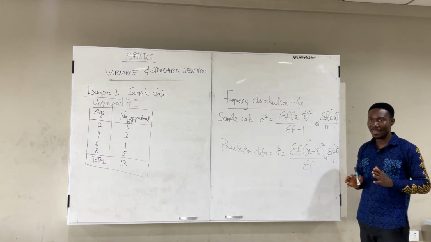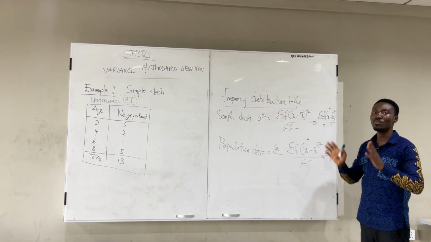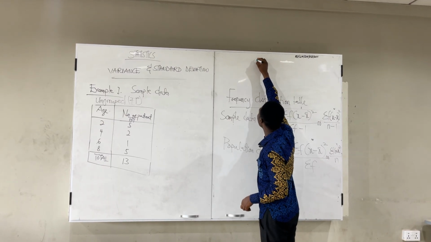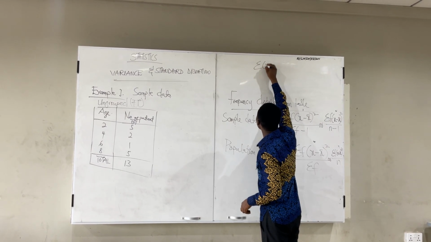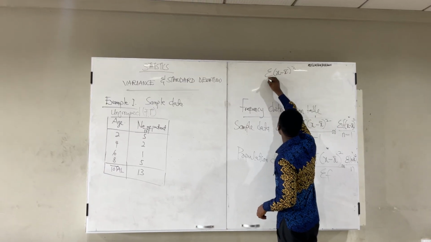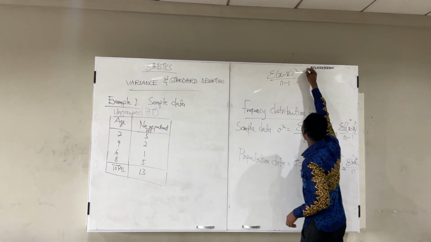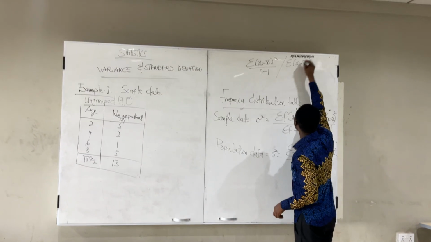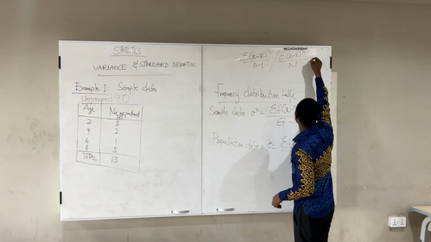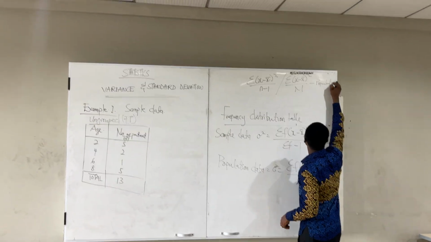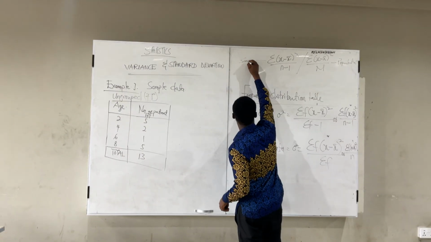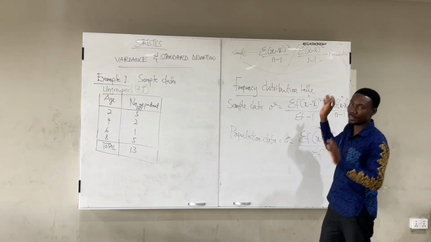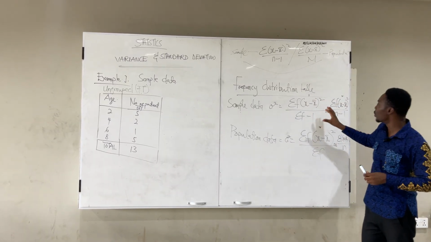So remember, if you are given a frequency distribution table, do not write the raw data formula. Do not write this formula: sum of bracket x minus the mean squared, all over n minus 1, or the sum of x minus the mean squared, all over n for the population. When you are given a frequency distribution table, do not write these two formulas. In a frequency distribution table, these are the two formulas.